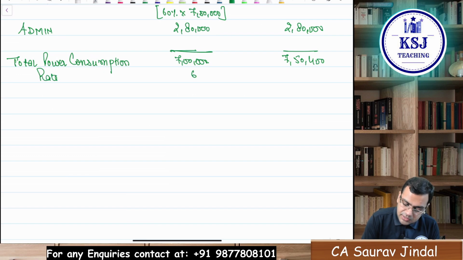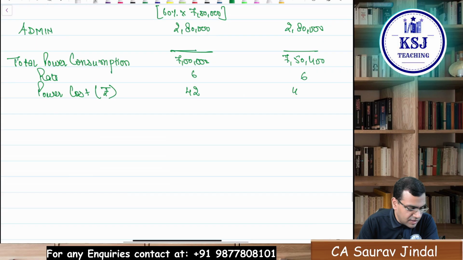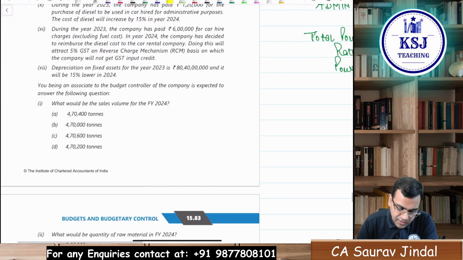So you will multiply here the consumption with the rate. The rate is 6 rupees. So this will give you your power cost in rupee terms. Right, so it is 42 lakhs. I'm going to write here 42. Why? Because we are taking all the rupees in lakhs. So 7,50,400 multiplied by 6 divided by 1 lakh, that comes to 45.024. So power cost calculated, sir. Done.